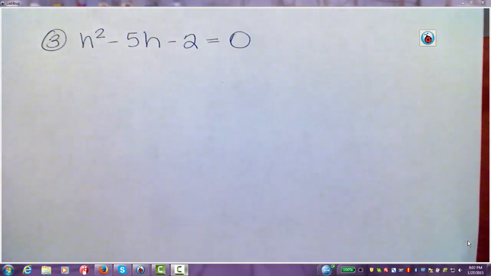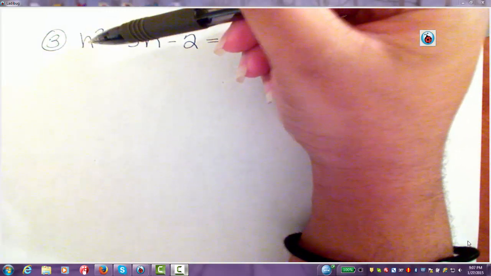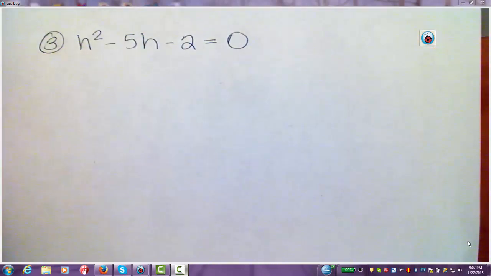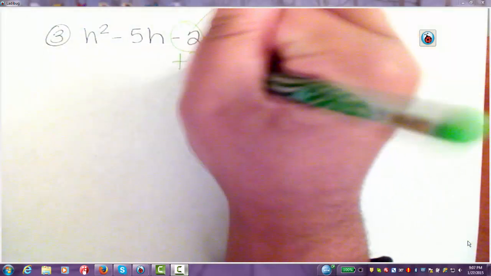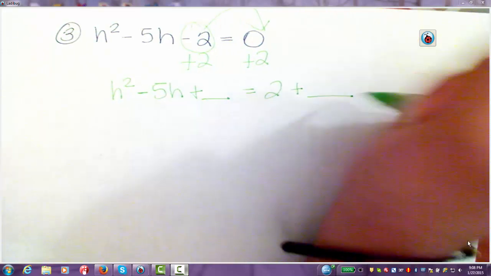Okay, so now we're on example 3. First thing we do, we check to see what our A value is. Our A is 1, so we're good. We don't have to divide by anything. So we take our constant term to the other side, negative 2 over here. So we add 2 to both sides, and we get h squared minus 5h plus blank equals 2 plus blank.